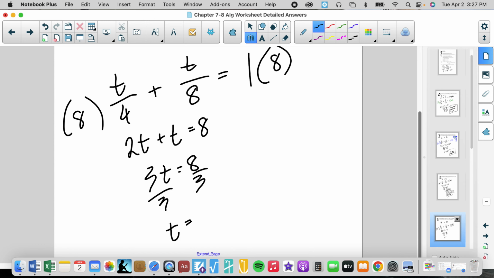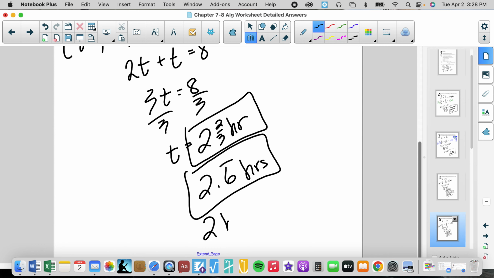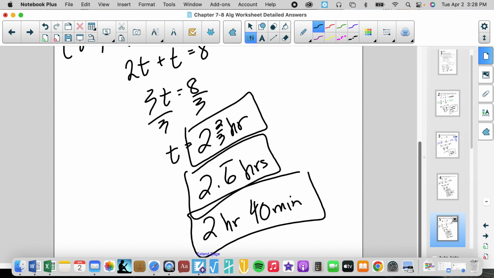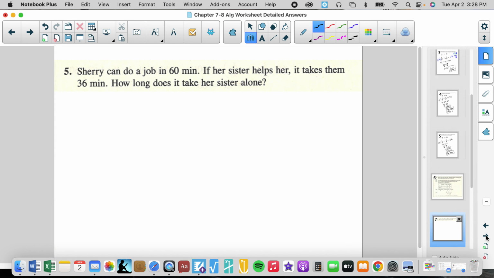T equals 2 and 2/3 hours together, or 2.6 repeating hours, or 2 hours and 40 minutes. Kids, you should know that 2/3 of an hour is 40 minutes. Now this is where it gets interesting. This is where they get a little challenging.